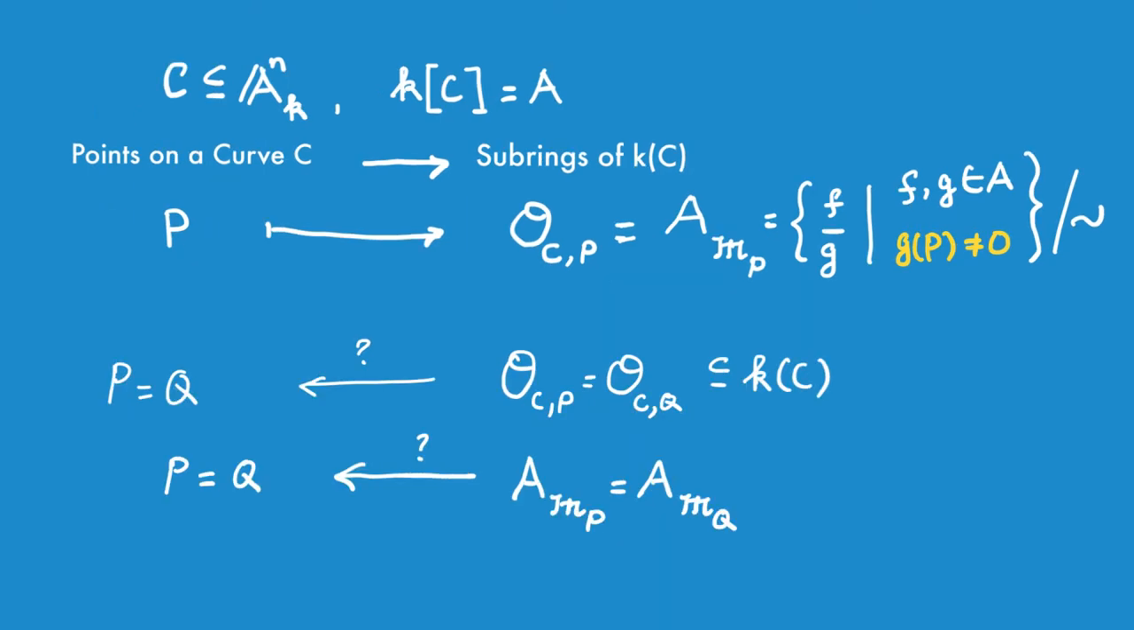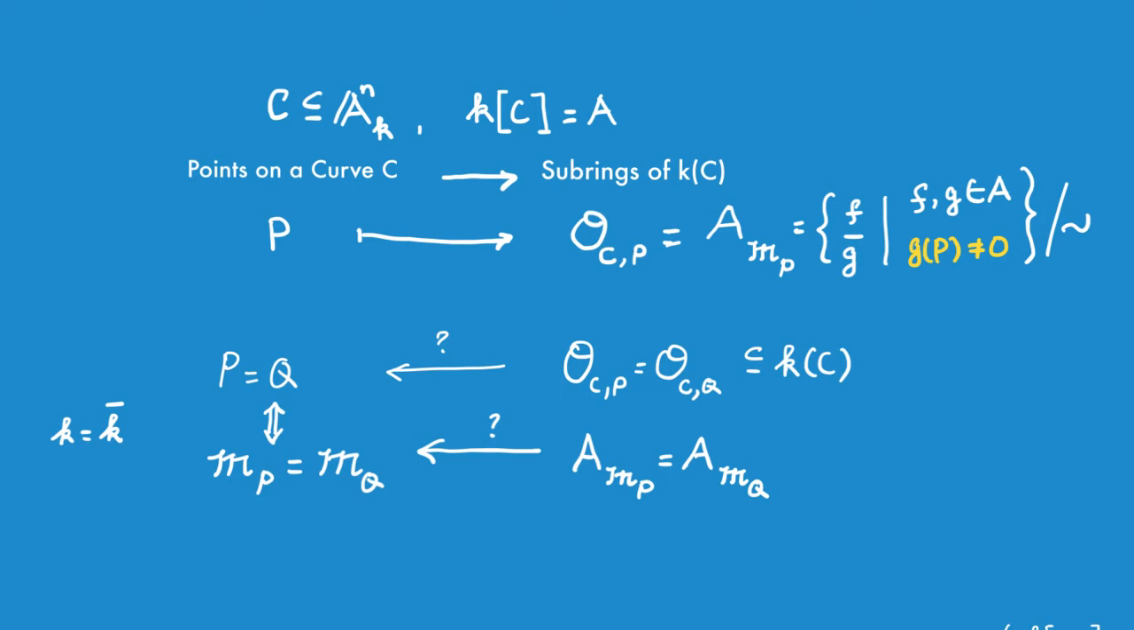In this case, our question becomes, if these two localizations are the same, does it mean that P is equal to Q? Actually, we can go further and turn this into a purely algebraic question. This is because we have assumed at the beginning that K is algebraically closed, so we have the Nullstellensatz, and thus P and Q are uniquely determined by the ideals of functions vanishing on them. In particular, if the ideal of functions vanishing on P is equal to the ideal of functions vanishing on Q, then P and Q must be equal.